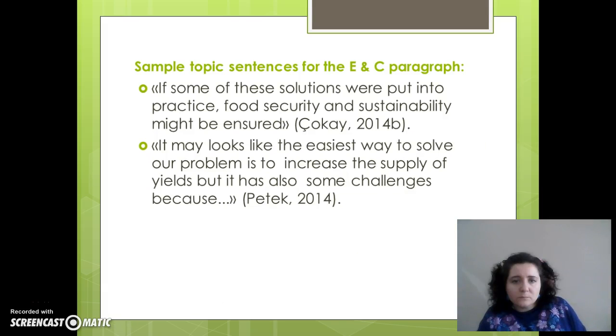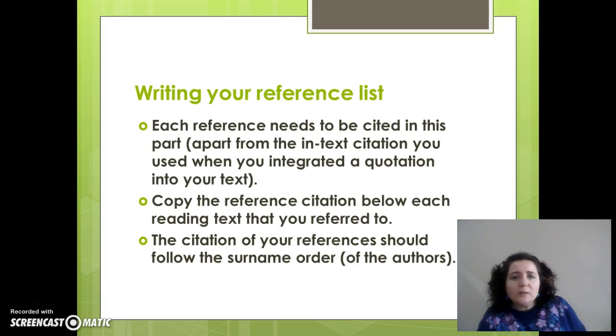And these are some possible topic sentences for evaluation and conclusion paragraphs, because in this paragraph also we should be coming up with some topic sentences. Okay, so this is all for this video, and in the next video we'll be looking into how to write a reference list after finishing our essay.